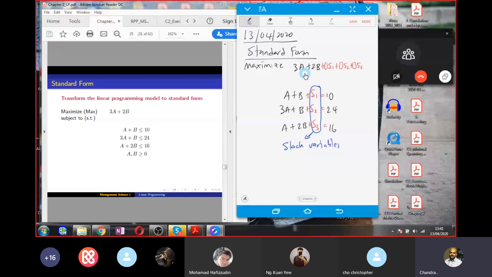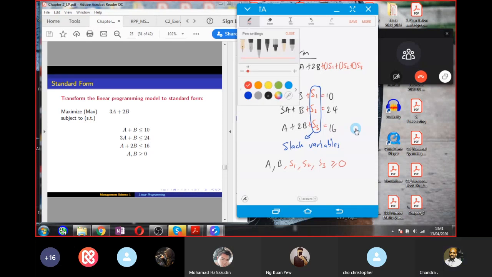We also need to integrate them into our non-negativity condition. For a, b, if there is no slack variable, it is just greater or equal to 0. If there are slack variables S1, S2, S3, they are also greater or equal to 0. Of course, you have to write here subject to.